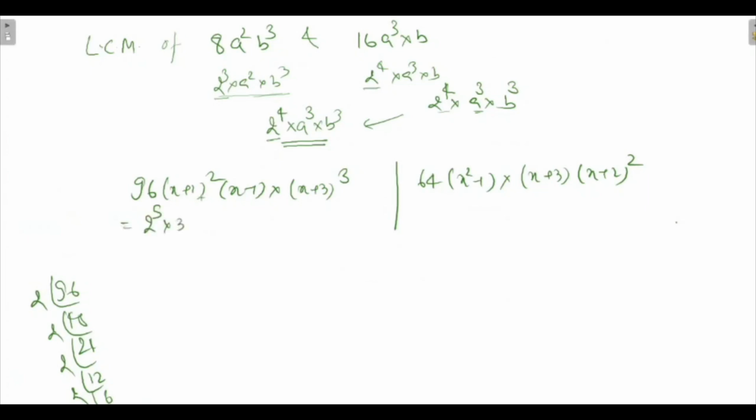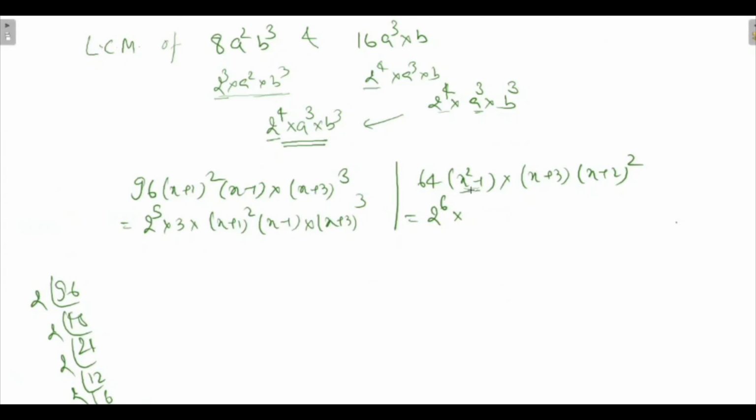Now x plus 1 is okay, so I'll write x plus 1 whole square. This is already done. This is x minus 1. This is okay also. This is x plus 3 to the power 3. Now I'm looking at 64. Since I know this is going to be 2 to the power 6, I'm not going to factorize it. Now x square minus 1, I'm going to write x square minus 1.